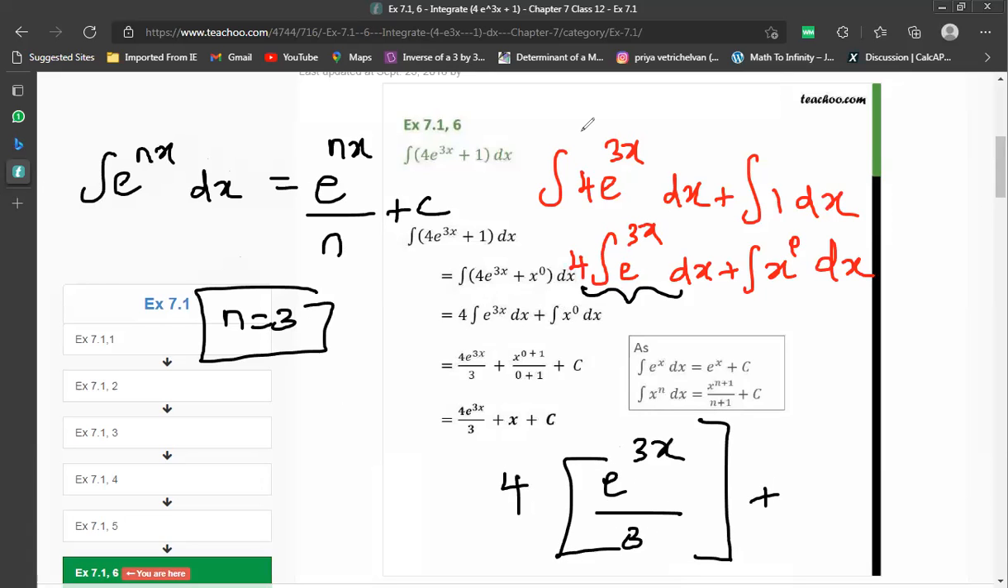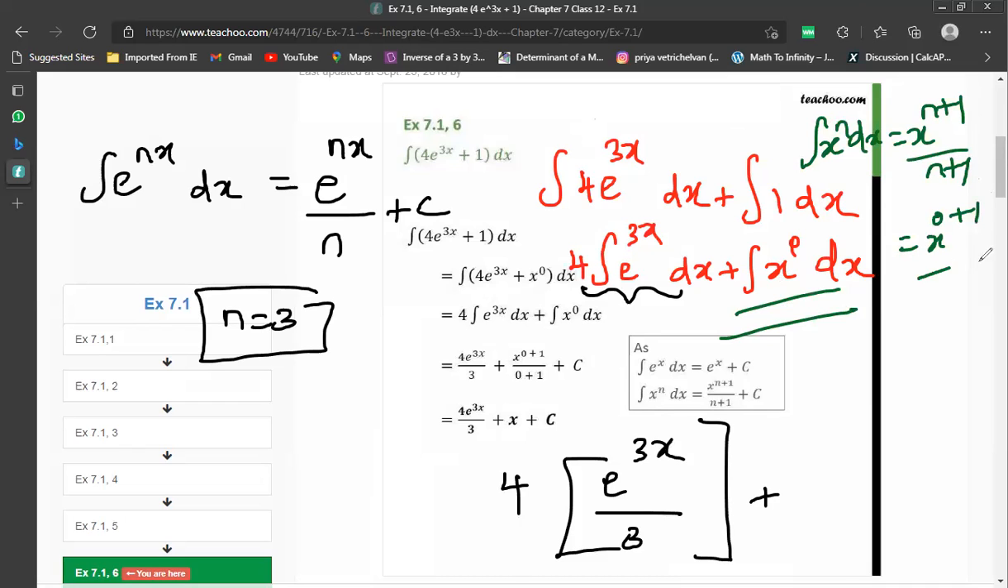So we are using the chain rule here. We are integrating this 3x also, so instead of multiplication as in differentiation, we perform division here. For this x power 0, you have to use the x power n rule. So x power n integration is x power n plus 1 upon n plus 1. So x power 0 can be written as x power 0 plus 1 upon 0 plus 1, which is x power 1 by 1. So that would give you x.